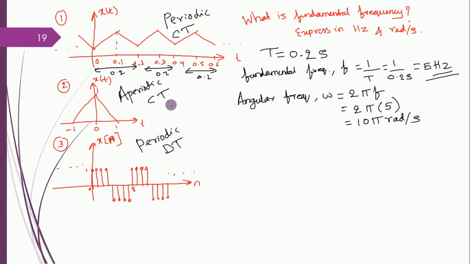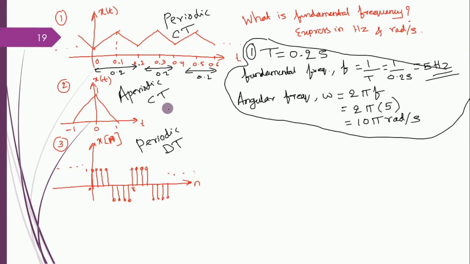This is for the first case. So in the second case, it is aperiodic. So there is no period or fundamental frequency, so no question of T and f. Okay. So for the third one, it is a discrete time signal. Hence you will have to call it n. You have to call it n.